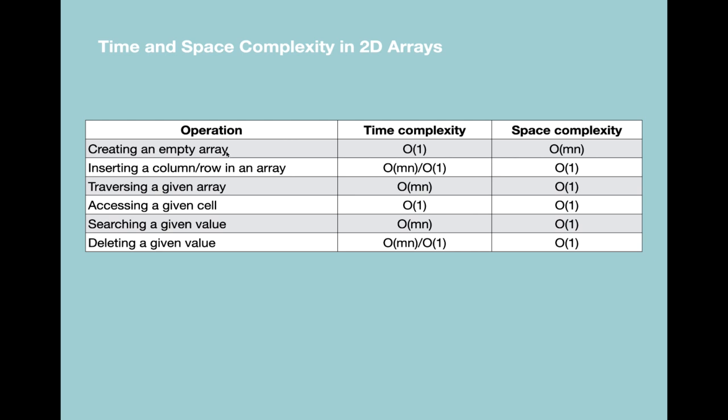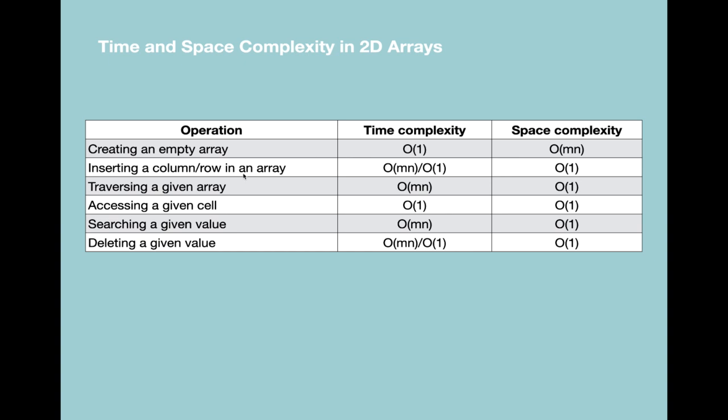So creating a two-dimensional array takes constant time complexity, and the space complexity will be O(MN). Here M is the number of columns and N is the number of rows. So we need to allocate a number of columns and rows in memory for our elements in the two-dimensional array. So that's why the space complexity is O(MN). Let's continue to the next operation.